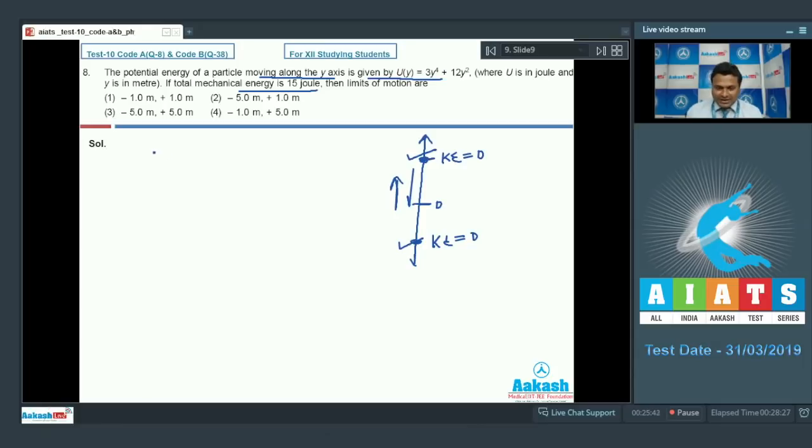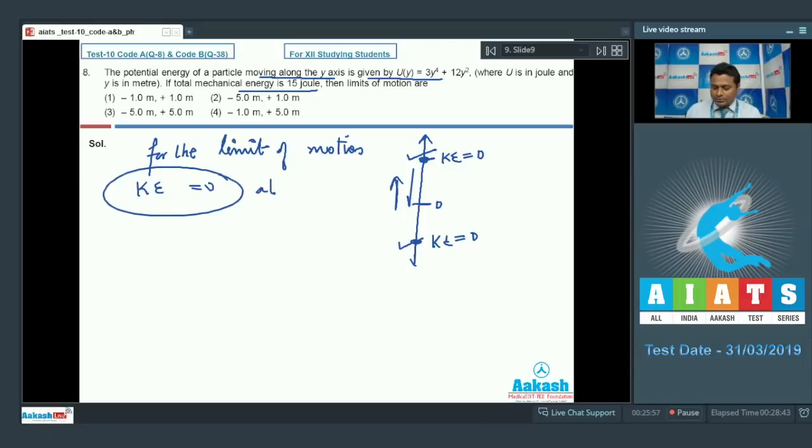So we can say that for the limit of motion, kinetic energy will be 0 at boundaries.